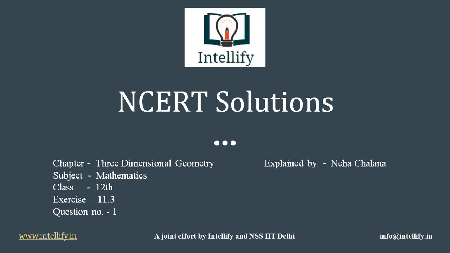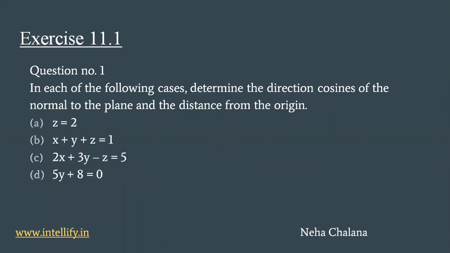Welcome back to Intellify. Here we are going to solve an NCERT question of chapter number 11, three-dimensional geometry from mathematics, class 12, exercise 11.3, question number 1. The question is, in each of the following cases, determine the direction cosines of the normal to the plane and the distance from the origin.